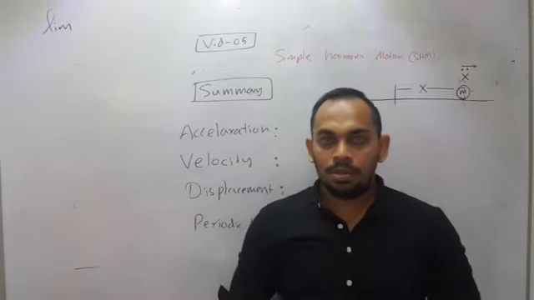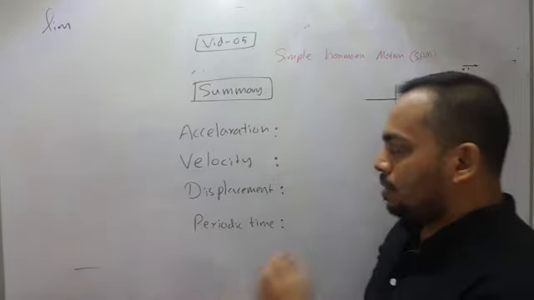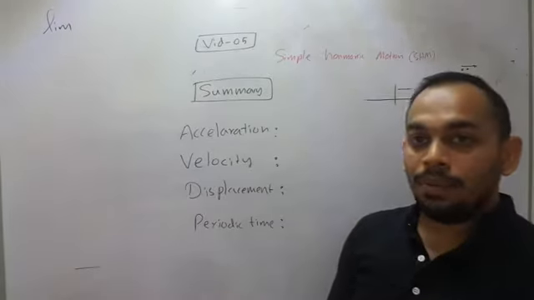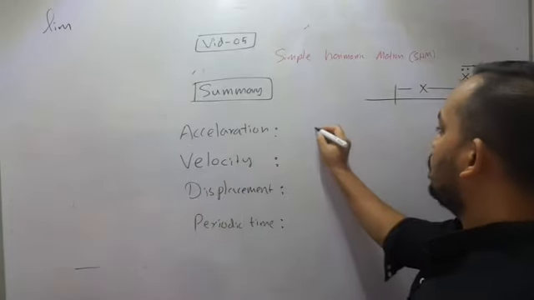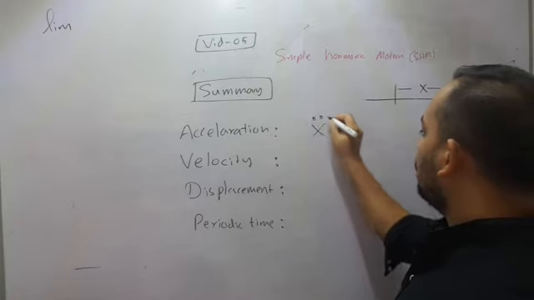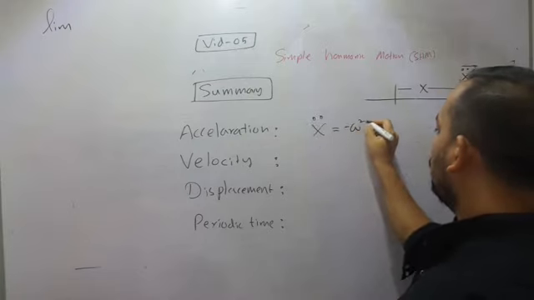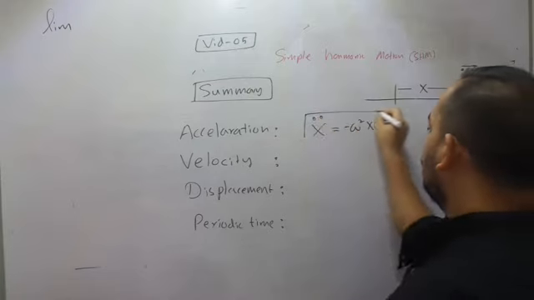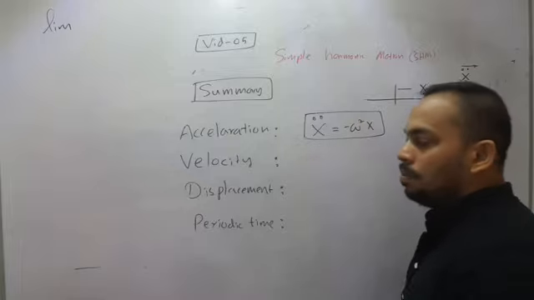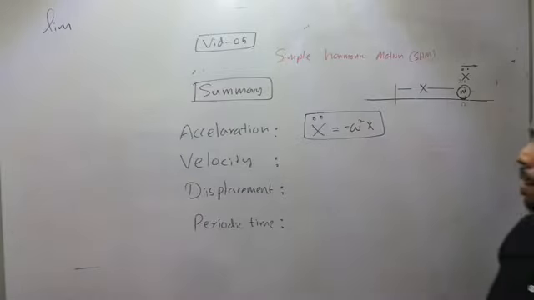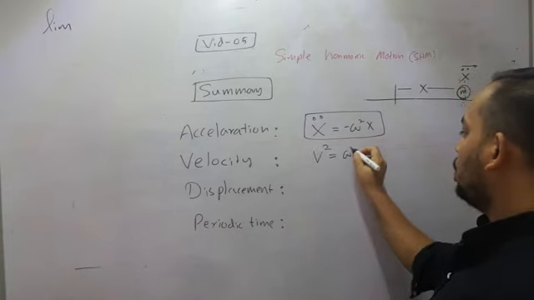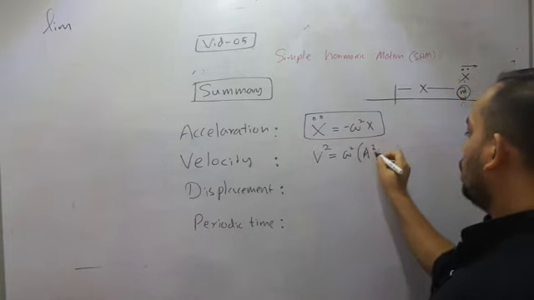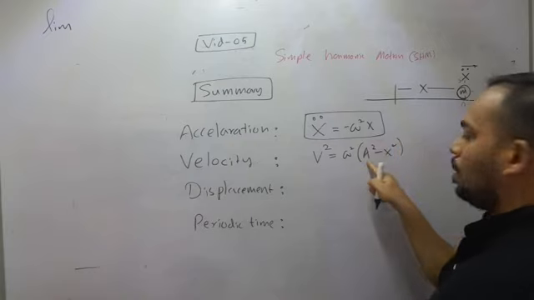Now we can summarize the motion of a particle that is in simple harmonic motion. So first we find the acceleration. Acceleration is given by the characteristic equation x double dot equals minus omega squared x. This tells you about the acceleration of the particle. And the velocity can be obtained by v squared equals omega squared times a squared minus x squared. So a is the amplitude.